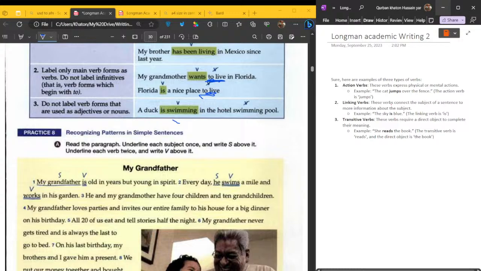Practice 8. So we have Practice 8. My grandfather is old.